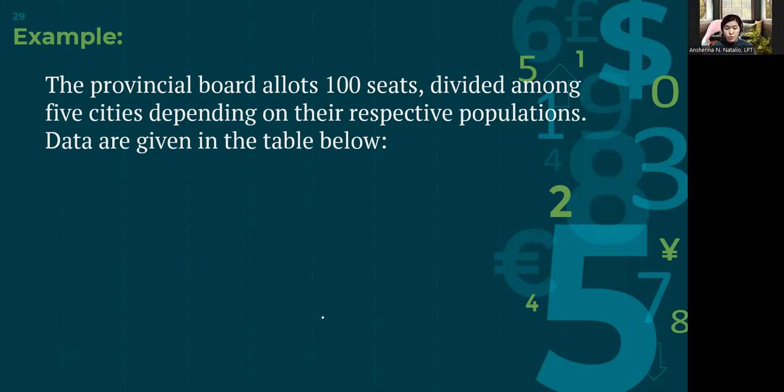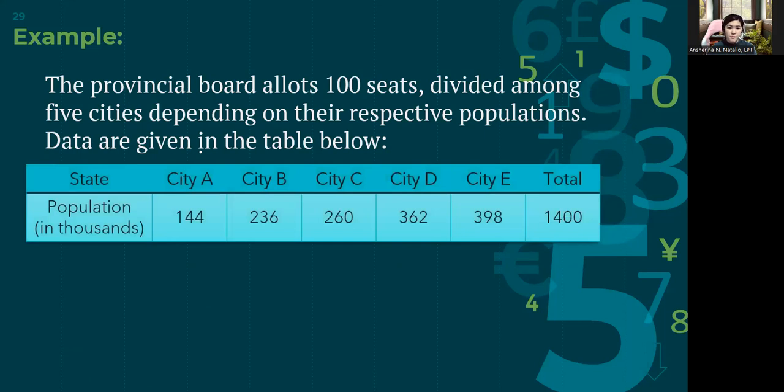So the provincial board allots 100 seats divided among 5 cities depending on their respective population. Data are given in the table below. Ayan. So, ang habol dito is siguro makapagbigay tayo ng 100 seats, 100 possessions. Siguro for alcalde, for konsehal, gano'n. Okay? Ayan. So, we have different cities and their population in thousands.